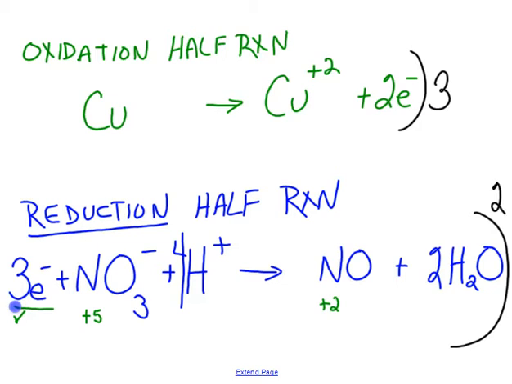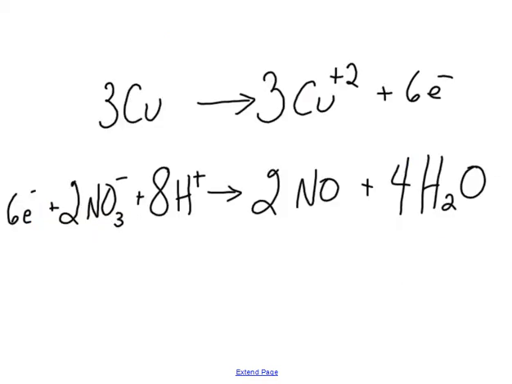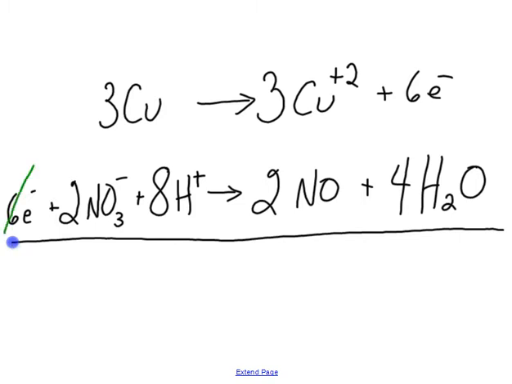What I'm going to do on the next slide is show you both half reactions with the electrons lost and the electrons gained equal. All right, so now we have 6 electrons lost by the 3 copper atoms, and we have 6 electrons gained by 2 different nitrate ions. And so now it's kind of like adding up polynomials. We'll combine and cancel any like terms. And as you can see from this, there's only 2 things that cancel. In this case, 6 electrons.